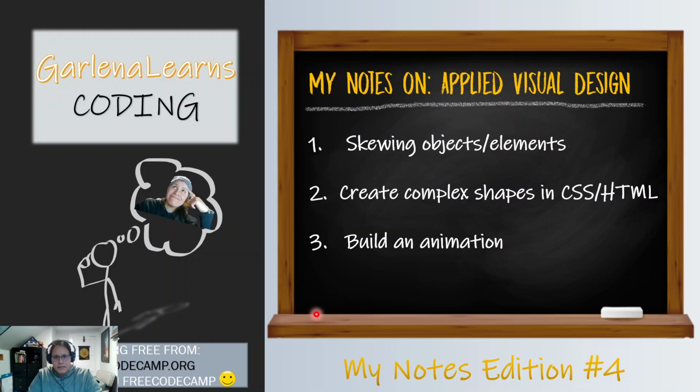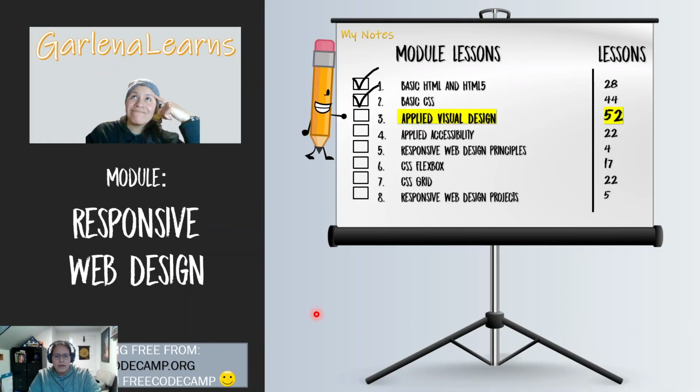All right, so the first one I will be covering today will be skewing objects and elements. The second, create complex shapes in CSS. The third, build an animation. And this is located in the responsive web design, applied visual design, and there are 52 lessons.